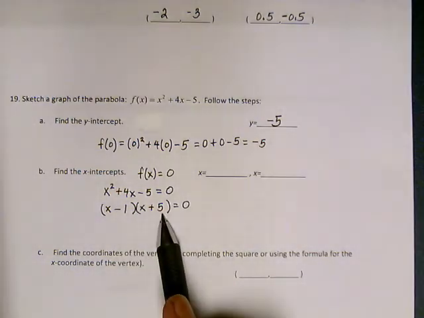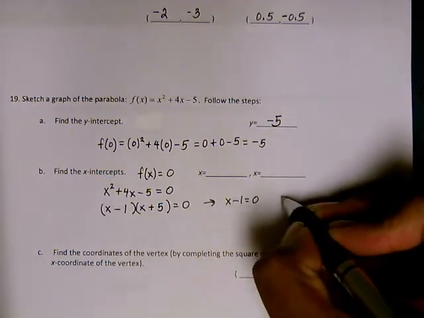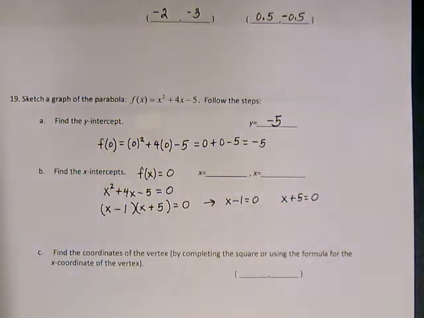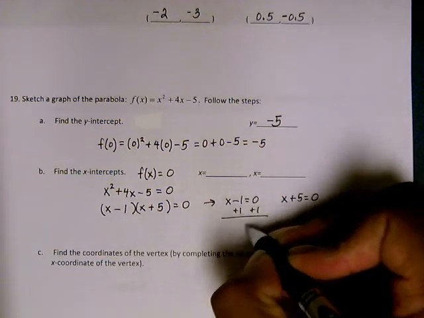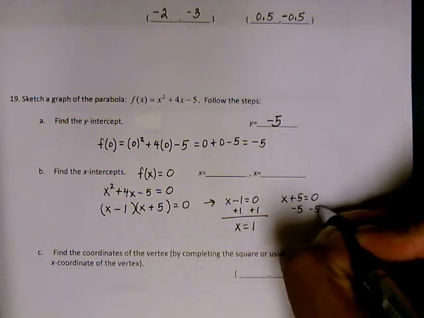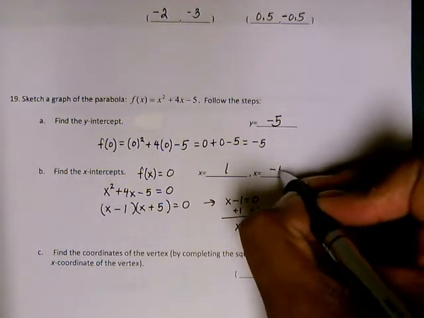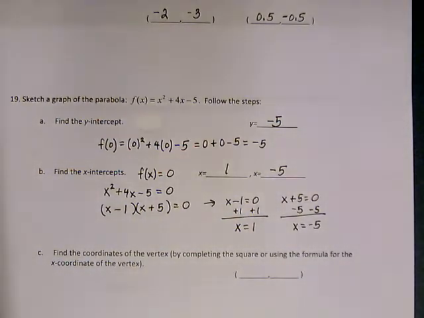Now x minus 1 times x plus 5 equal to 0 means this: x minus 1 equal to 0, x plus 5 equal to 0. And then for each equation I'm going to solve for x. So for x minus 1 equal to 0, that means x is equal to positive 1. And for x plus 5 equal to 0, that means x is equal to negative 5. So my two x-intercepts are at 1 and negative 5. That means that the graph of that parabola will be crossing the x-axis at 1 and at negative 5.